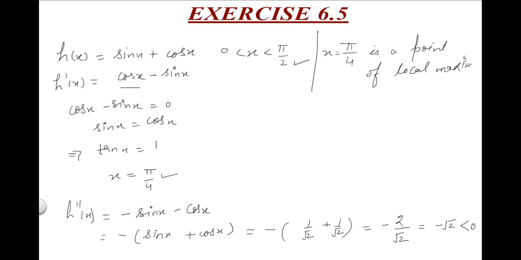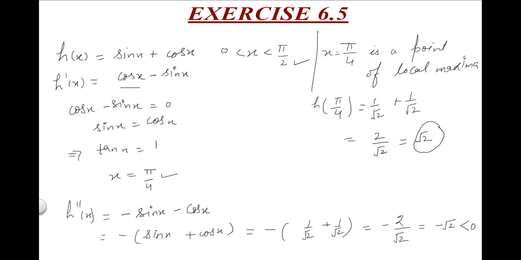Right, now we have to calculate local maximum value, that will be h of pi by 4. So sin of pi by 4 will be 1 by root 2 plus cos of pi by 4 is also 1 by root 2. We get 2 by root 2, which is root 2 only. Hence the local maximum value is under root of 2 and x equals pi by 4 is the point of local maxima. So I think you can solve question number 3 other parts as well like this only.